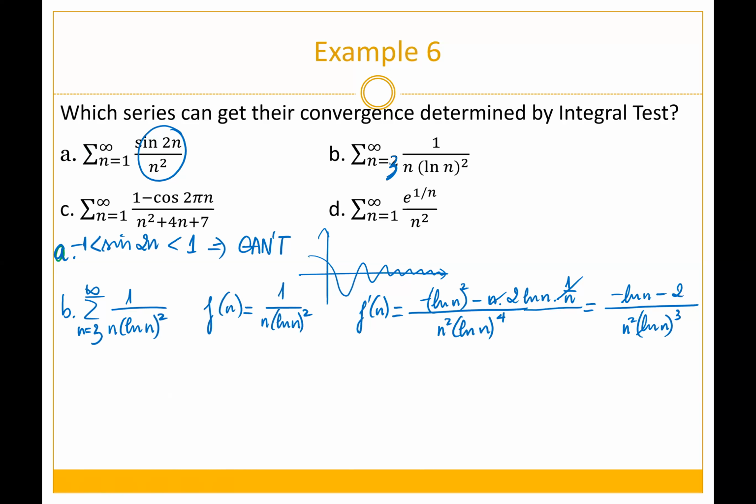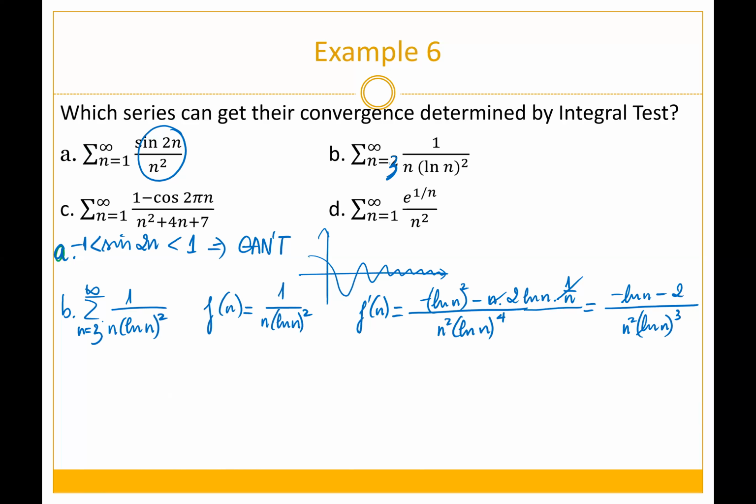I mean, if it starts at 2 or 3, it doesn't really matter. It's going to be usable for the integral test anyway, because for the integral test, it doesn't have to be decreasing from the first point to infinity. As long as the final tail of it is decreasing, then it's going to be good.